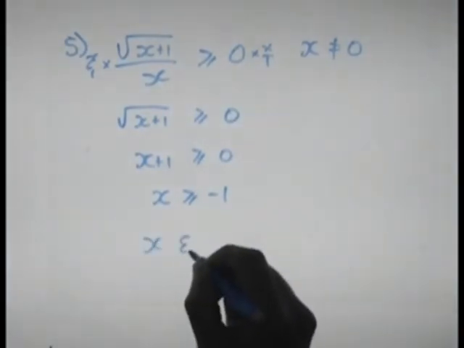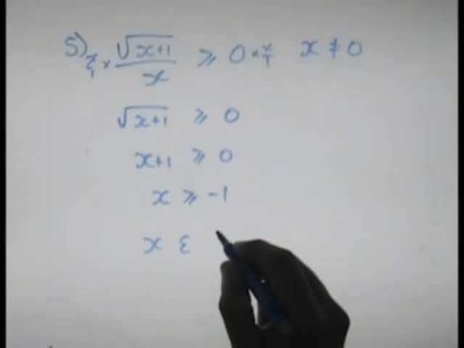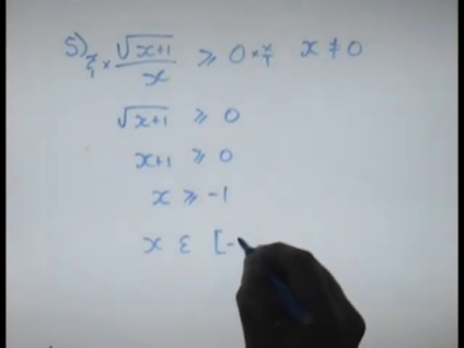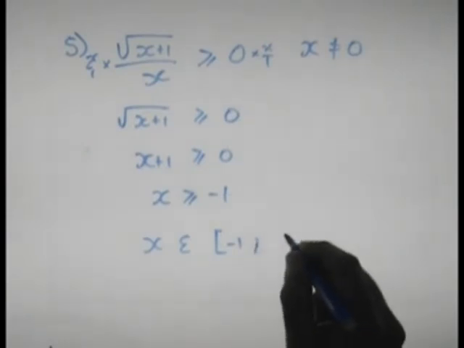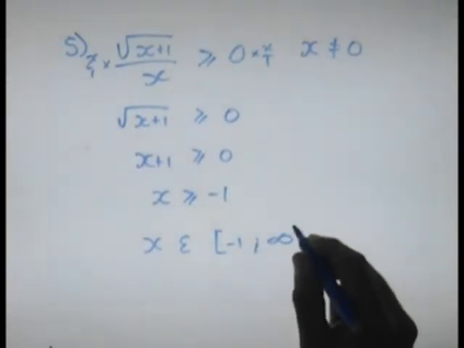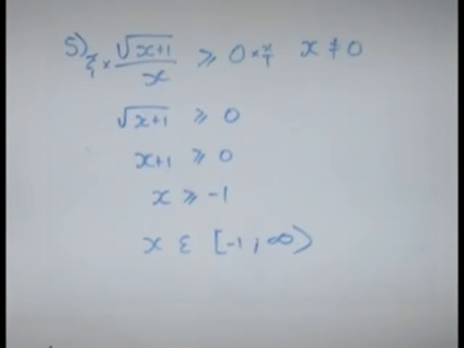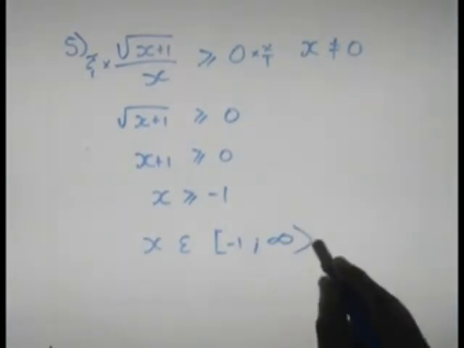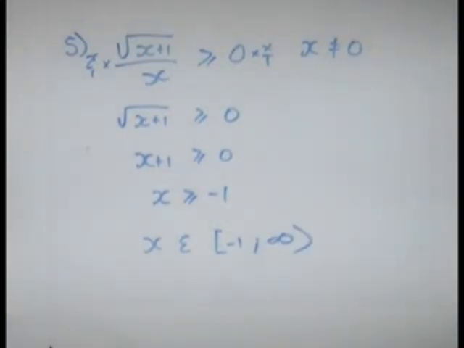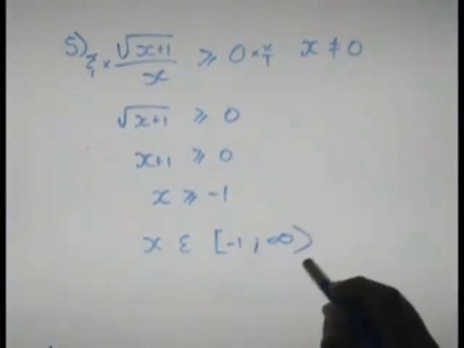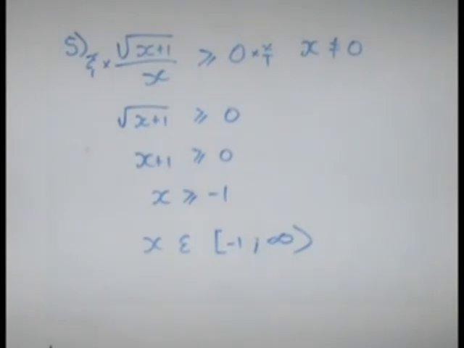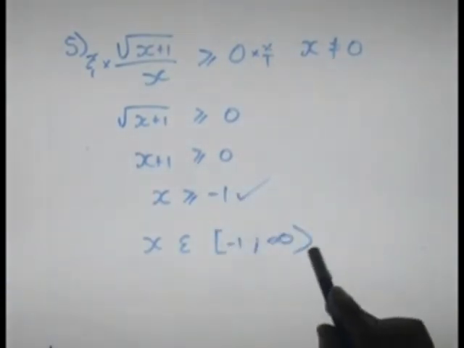We could also say x is an element of, starting at negative 1, square bracket because we're including negative 1, all the way up to positive infinity, round bracket because we do not include positive infinity. It does sound weird, but just know that with the infinity sign, there's always a round bracket. But if you left it in this form, it's fine. I don't need you to write it in that form.